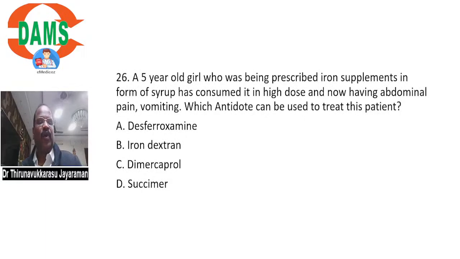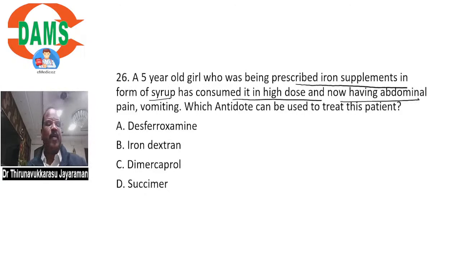Next, a 5-year-old girl who was being prescribed iron supplement in the form of syrup has consumed it in high dose and now has abdominal pain and vomiting. Which antidote can be useful for treating this patient? Come on, all of you. I am reaching the last question. The answer: here the patient has acute iron overdose causing abdominal symptoms like pain and vomiting. Options are desferrioxamine, iron dextran, dimercaprol, succinylcholine. Very good. The answer is option A, desferrioxamine.